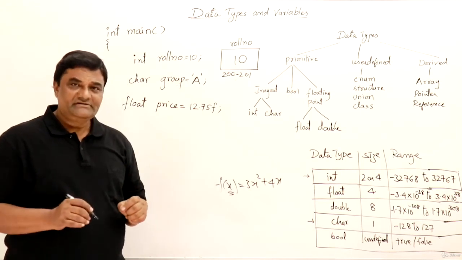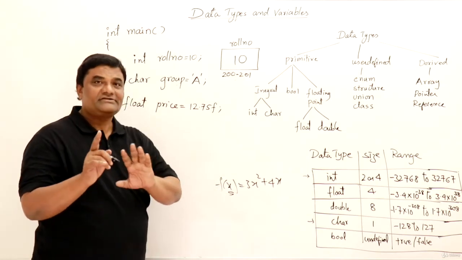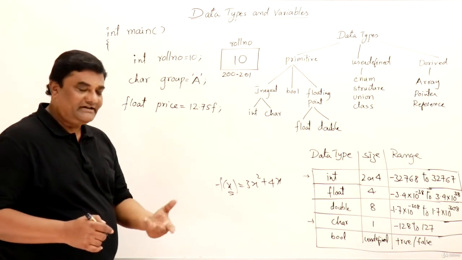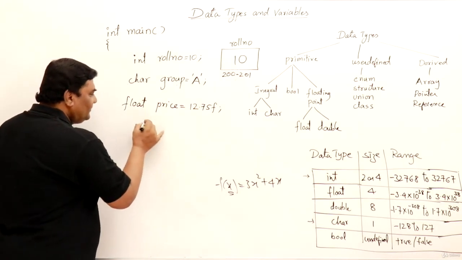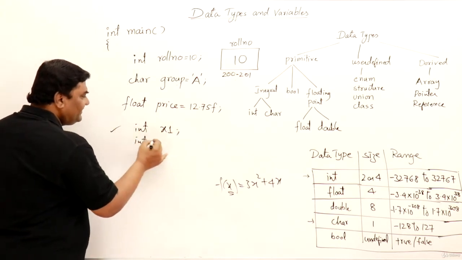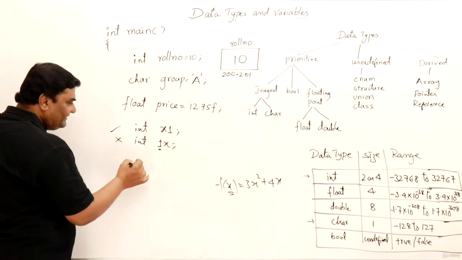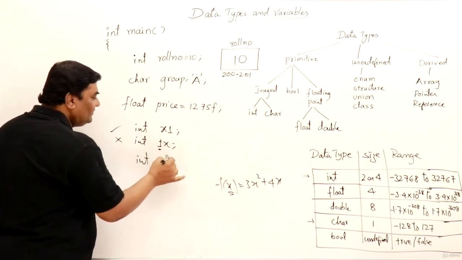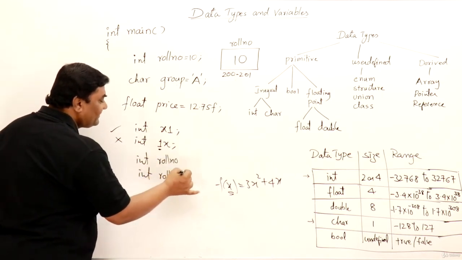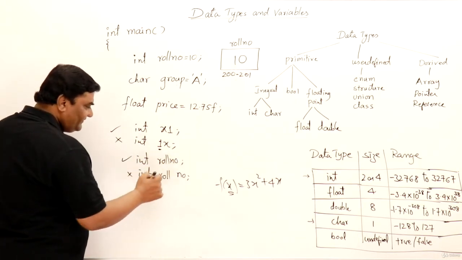Now a few rules on how to choose the variable name. I will write down valid and invalid names, and I'll tell you why they are valid or invalid. You can declare a variable like x1. This is valid. But you cannot take a variable 1x, meaning a number in the beginning is not allowed. This is invalid. You can take a variable name like roll number, but you cannot take a variable name as roll space number. This is allowed, this is not allowed. There should not be any space in a variable name.